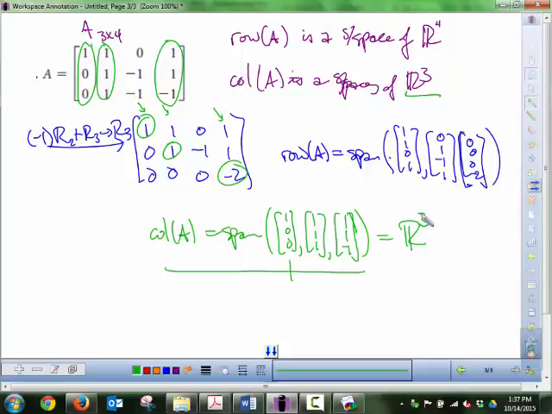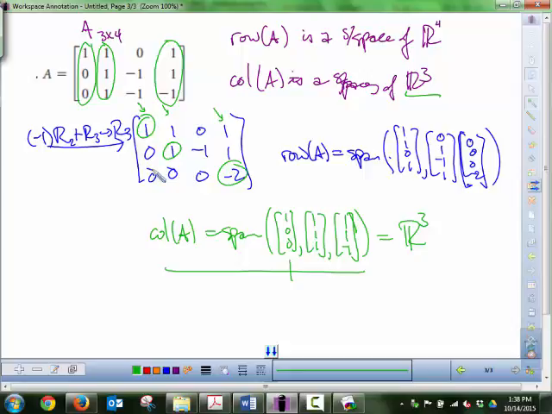Okay. So is that clear, how to find the row space and column space? Finding the column space is tricky, so that's really the only thing. And for the row space, I decided to choose the reduced rows, but I could have chosen the original rows as well, and they would be the same thing.